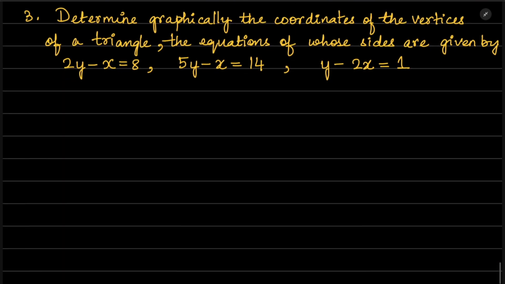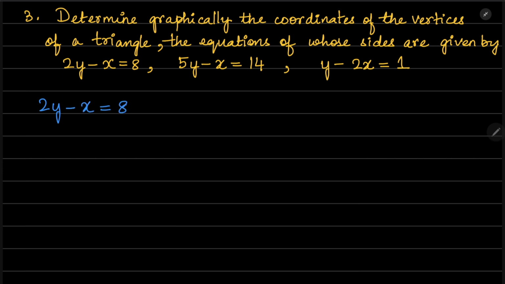Determine graphically the coordinates of the vertices of a triangle, the equations of whose sides are given by 2y minus x equal to 8. You are given just 3 straight lines. You have to draw them and find out the coordinates of the vertices. Let's do it. For the first one, 2y minus x equal to 8. Let me take that and rewrite it.